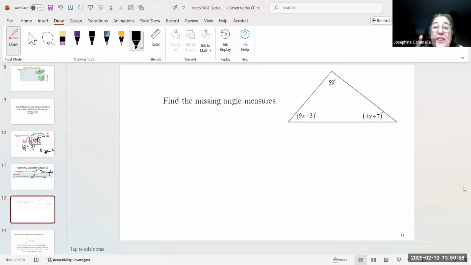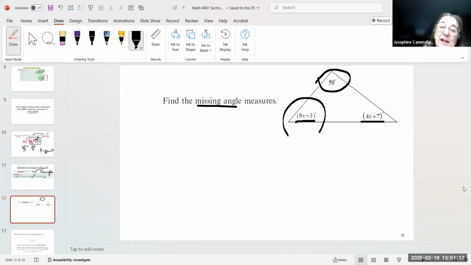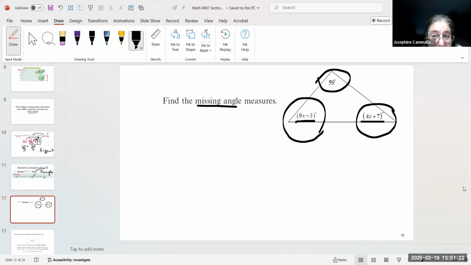Because here, without knowing that, how do you find the missing angle? And measures mean I want this measure and this measure. But how do I find it? Well, I know that 59 plus 9x minus 3 plus 4x plus 7 has got to equal that magic number of 180 degrees.